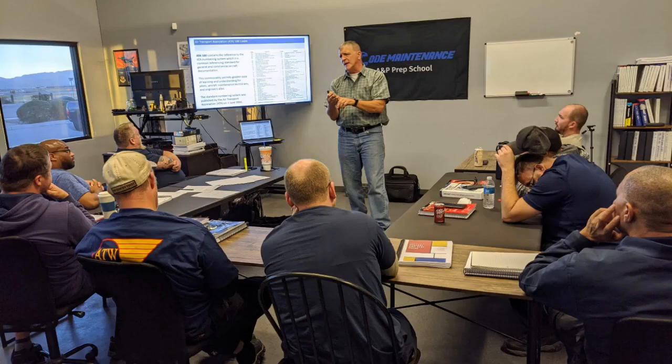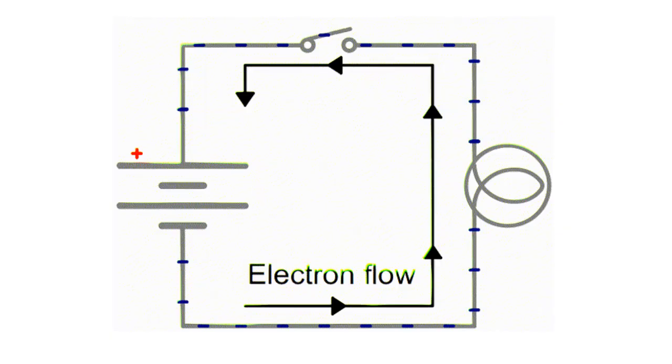Here at Code 1 Maintenance, we aren't scientists. We're just a bunch of maintainers trying to help each other out. So here goes. Electricity is simply the flow of electrons along a wire, just like hydraulics is the flow of liquid molecules along a tube. And both the wire and tube are the conductors that carry the material that's going to be doing a job. We will talk about where those electrons come from at the end of the video.